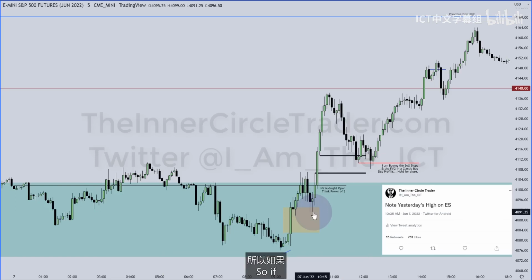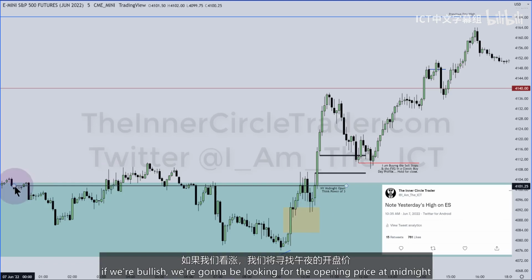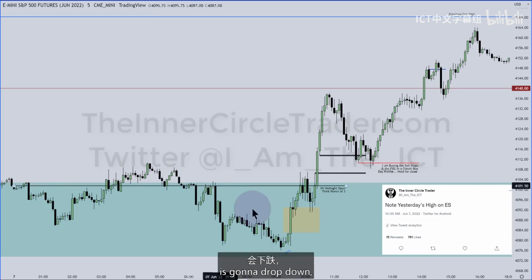Okay. So if we're bullish, I teach and I have taught on this YouTube channel multiple times, my Power 3 concept is if we're bullish, we're going to be looking for the opening price at midnight. It's going to drop down, create the low of the day.